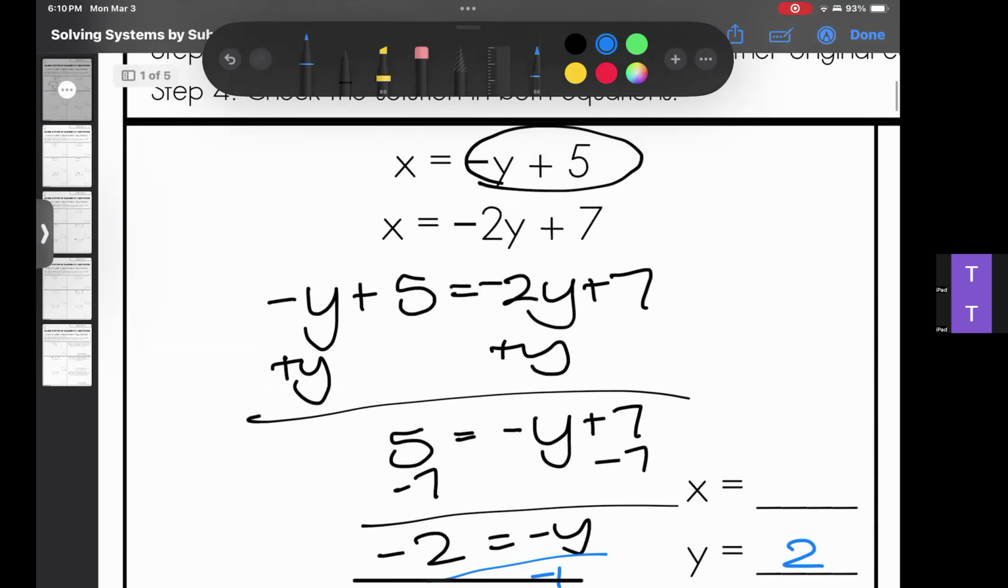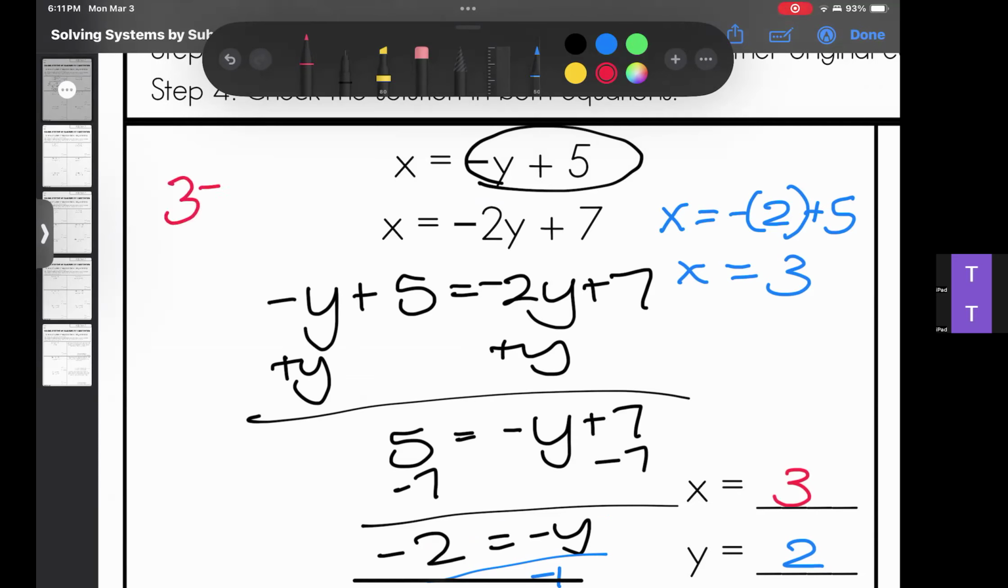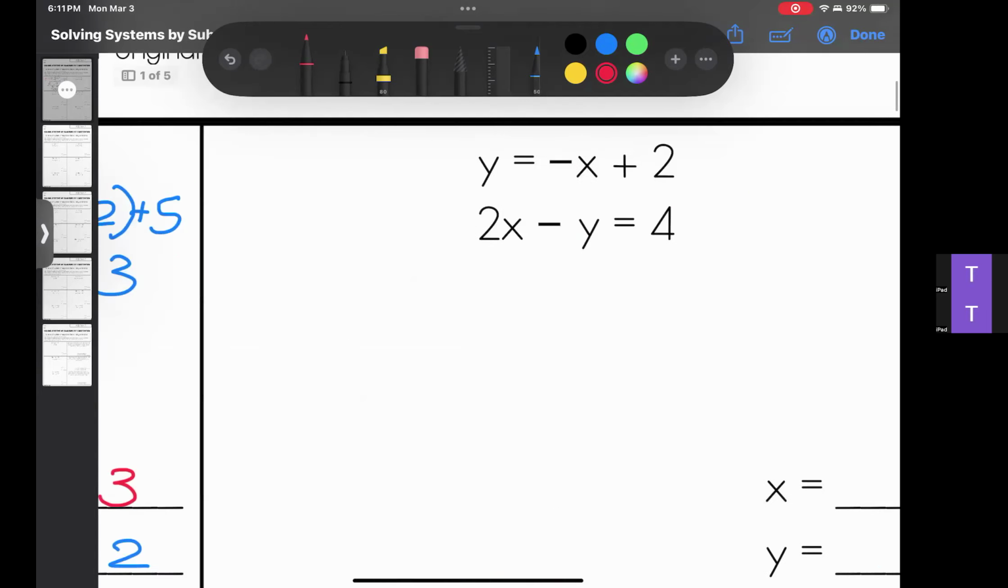Then I'm going to come in and substitute it up top where I haven't used it yet. So if y is equal to 2, don't forget the negative, then x is equal to 3. Now this is where I check it. If x is 3 and y is 2, does the math work? 3 is equal to 3. Yes, it checks out. You can always check these on your own if you're not sure. Just substitute it in and you'll be good to go.